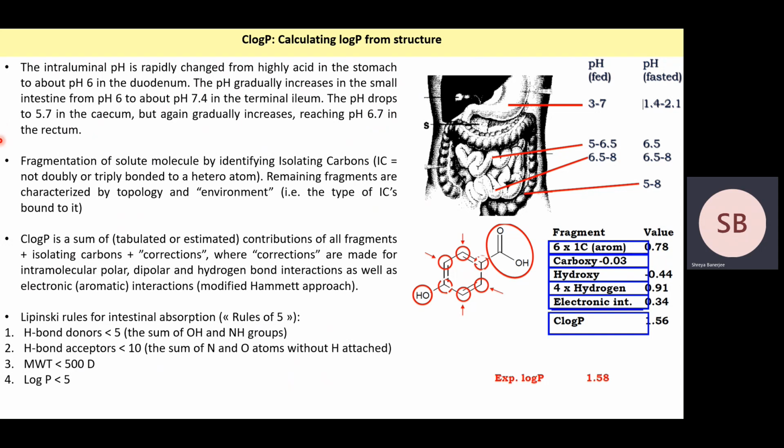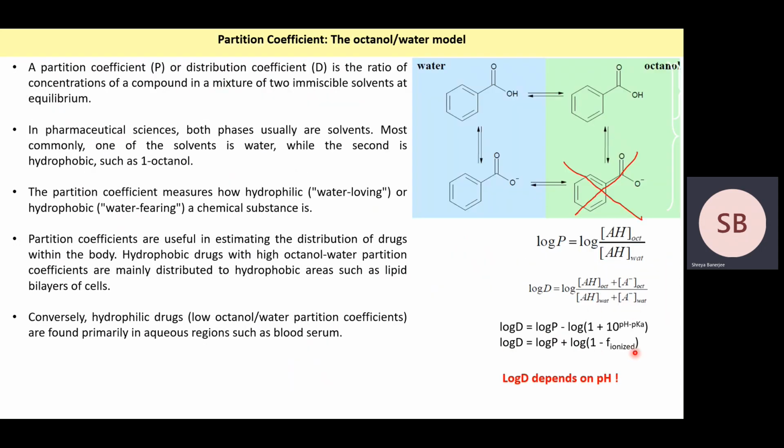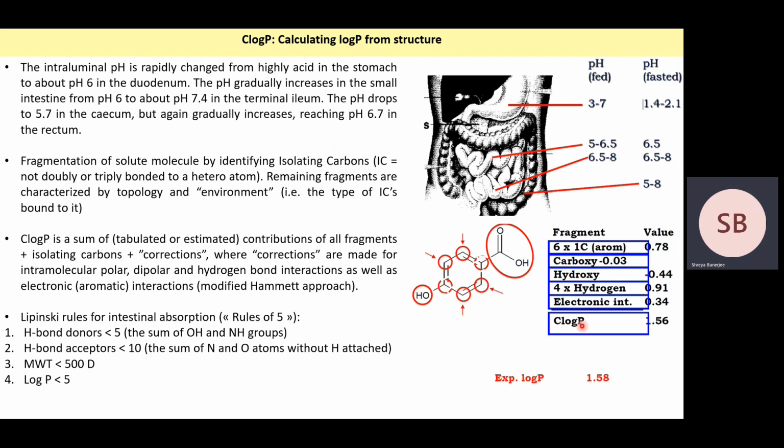So depending on the pH, the partition coefficient also varies, and that will determine how much of the hydrophobic or hydrophilic compound diffuses in each of these parts with the different pH.